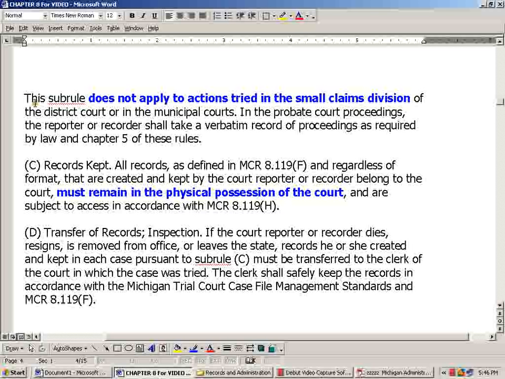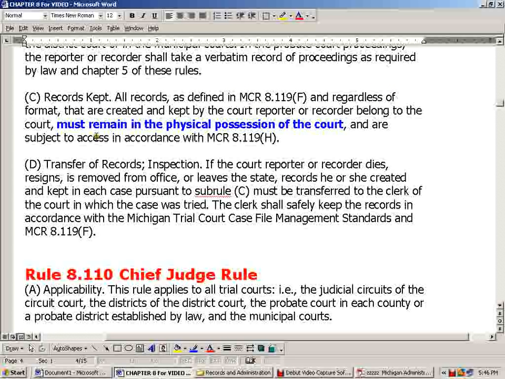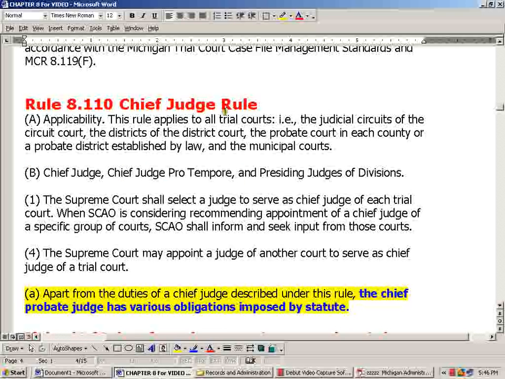This sub-rule does not apply to actions tried in the small claims division. Okay? And the records must remain in the physical possession of the court. So even though the court recorder does them, they stay in the possession of the court. And chief judge rule.